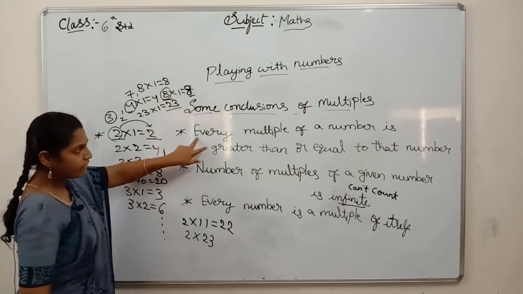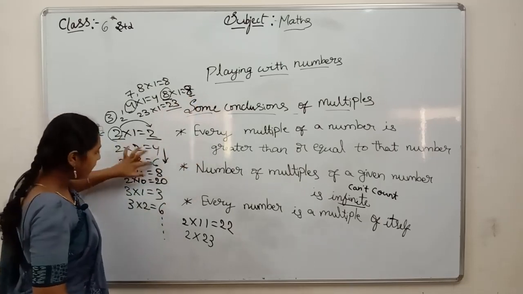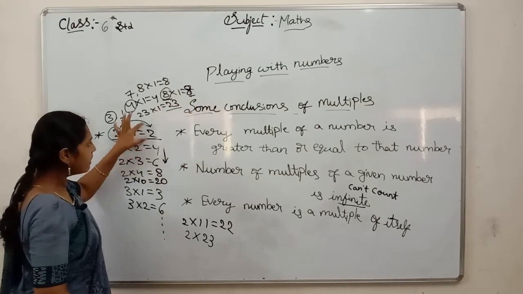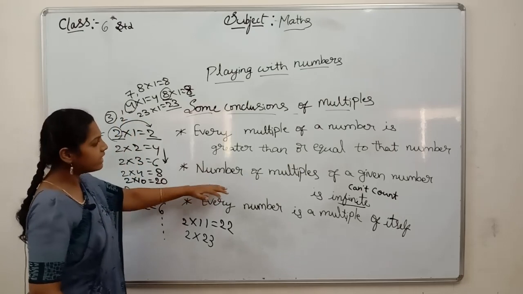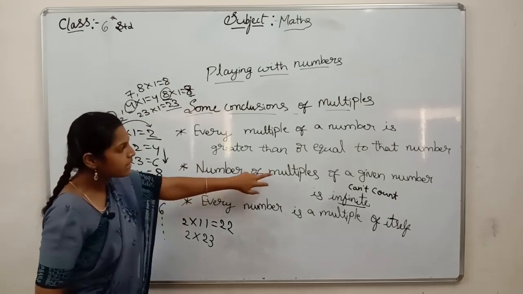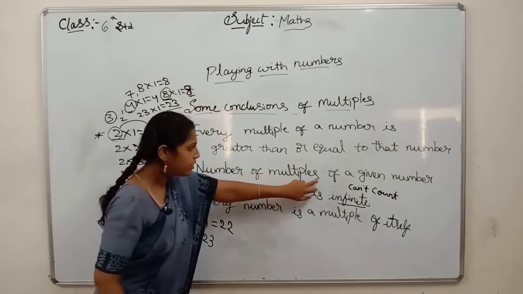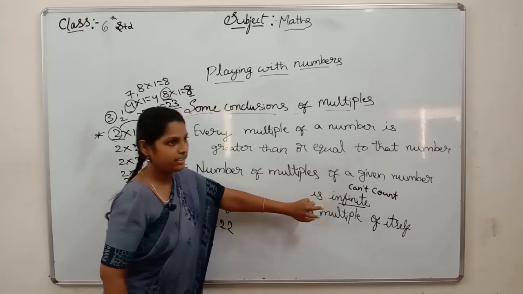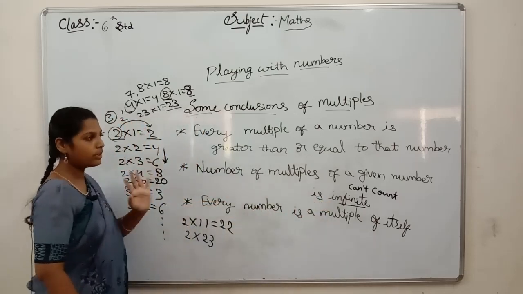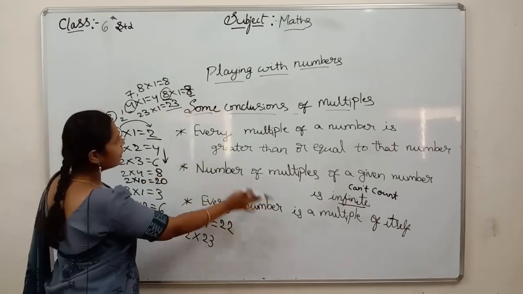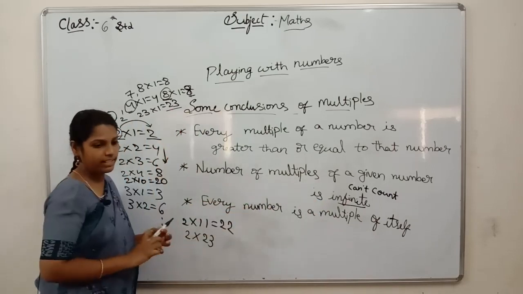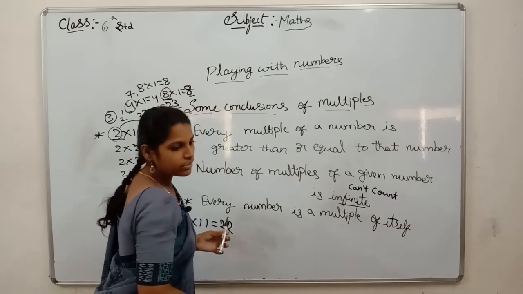First one: every multiple of a number is greater than or equal to that number. We can't see smaller numbers. Next, the number of multiples of a given number is infinite, which means we cannot count them. Next, every number is a multiple of itself. Yes, we understand now. Next, we will go to the exercise.